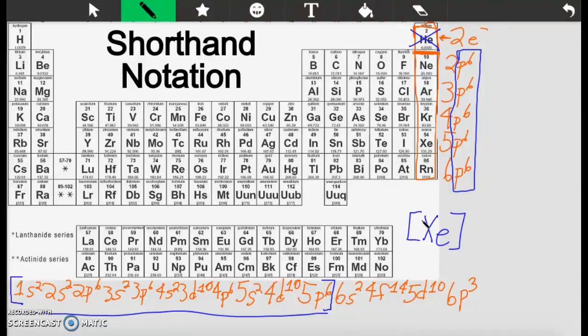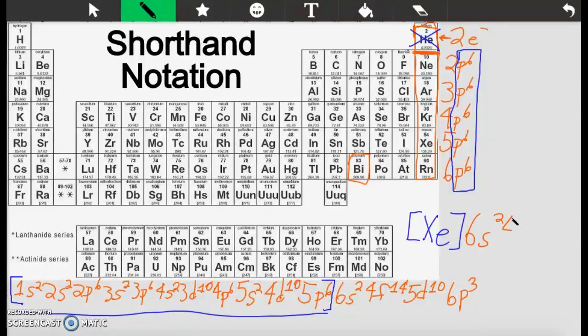Chemists know that this xenon configuration really means 1s2, 2s2, 2p6, etc. Instead of having to write it all out, they shorten it, they abbreviate it. This is the scientist nerdy version of LOL. And then after that, all you have to do to complete bismuth is just copy in what's left.